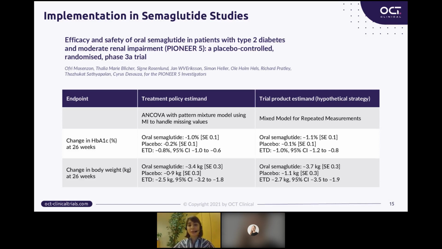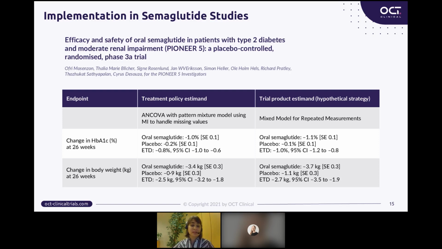The estimand framework has already been incorporated into real studies of anti-diabetic drugs. For example, in the PIONEER program, two different scientific questions were addressed. The treatment policy estimand evaluated the treatment effect regardless of trial product discontinuation or use of rescue medication. The trial product estimand evaluated the treatment effect assuming that all patients remained on the initial trial product and didn't use rescue medication.